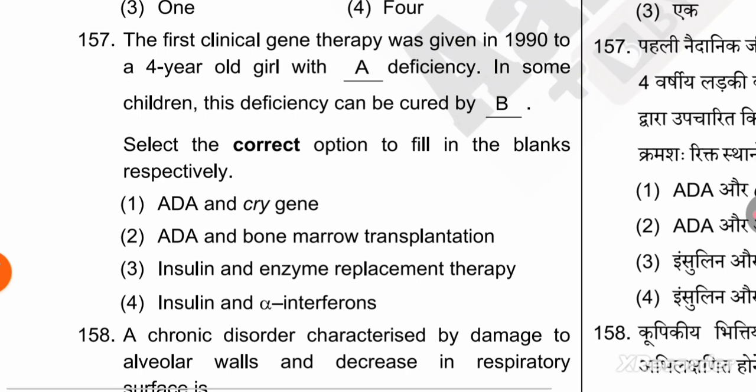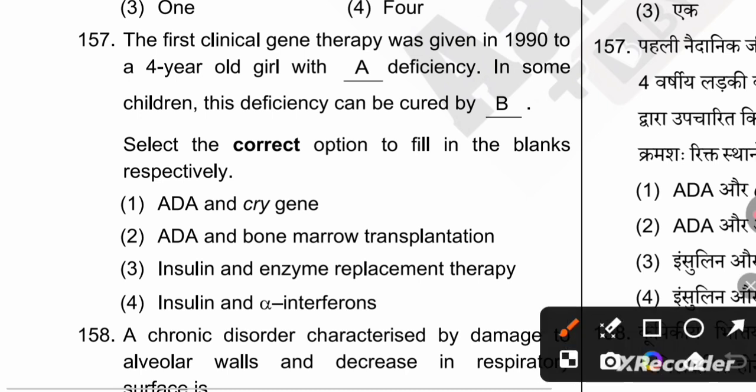The first clinical gene therapy was given in 1990, to a 4-year-old girl with ADA deficiency. A is what? A is a deficiency called ADA deficiency. And in some children, the deficiency can be cured by bone marrow transplantation. So A is ADA, B is bone marrow transplantation is the right one.